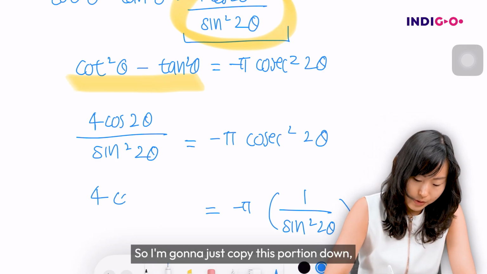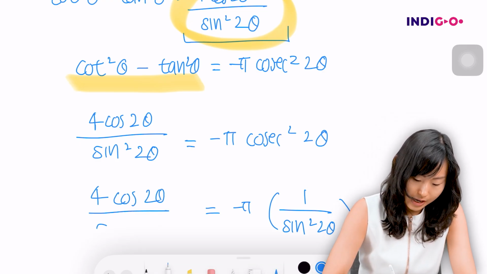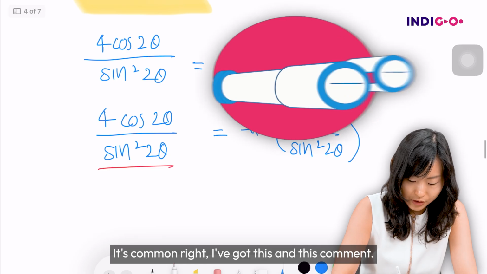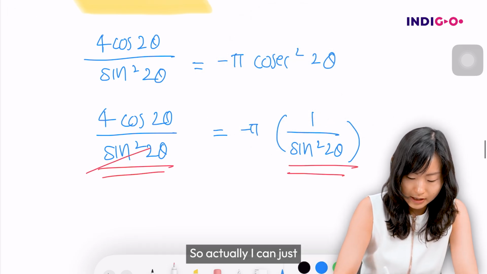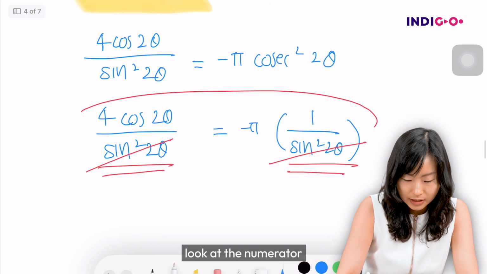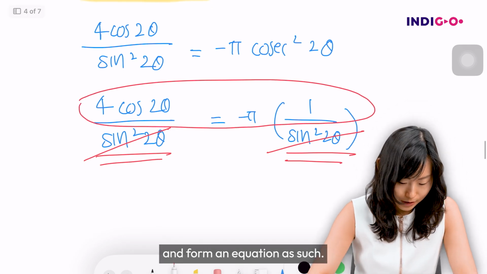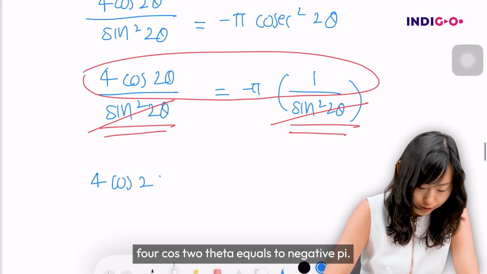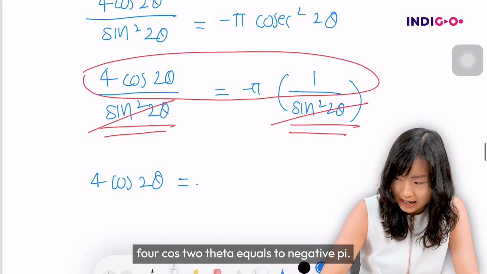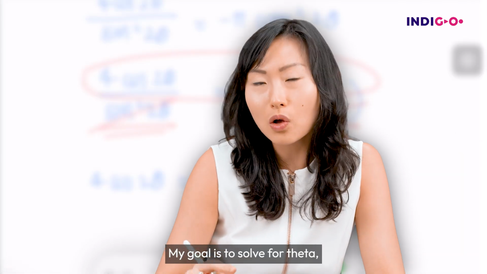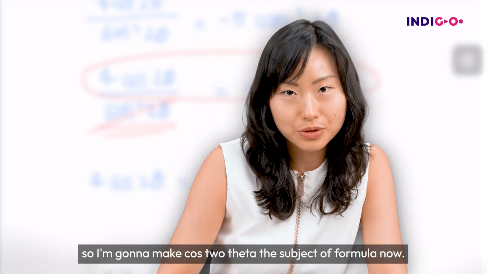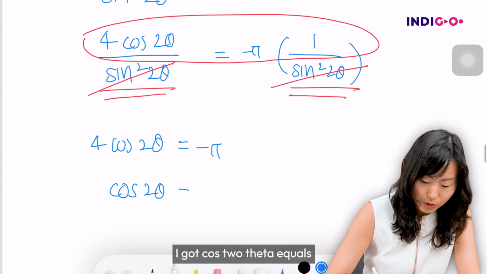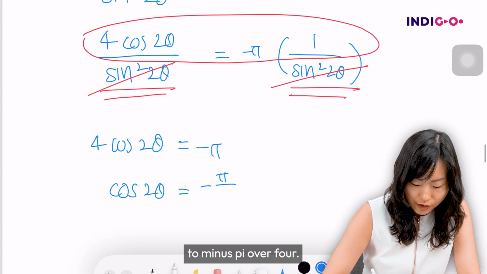So I'm going to just copy this portion down. And do you realize something? It's common, right? I've got this and this common. So actually, I can just look at the numerator and form an equation as such. So what we have now is 4 cos 2 theta equals negative pi. My goal is to solve for theta, so I'm going to make cos 2 theta subject of formula now. I've got cos 2 theta equals minus pi over 4.